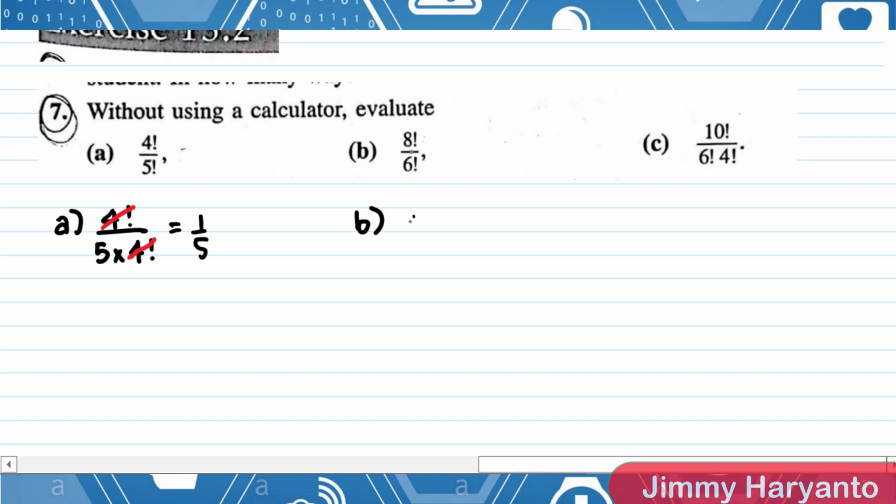For the B, we have 8 factorial. We can break them into 8, 7, 6 factorial over 6 factorial. So we can cross out the 6 factorial, and the answer is 56.